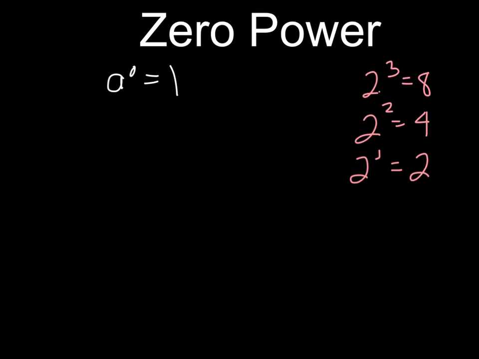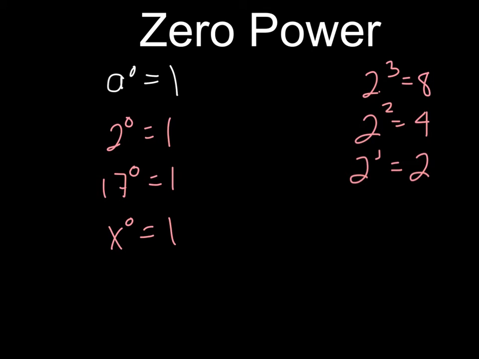The zero power, while actually the easiest property to probably remember, sometimes is confusing for students. A to the 0 is equal to 1. 2 to the 0 is equal to 1. 17 to the 0 is equal to 1. X to the 0 is equal to 1. Anything to the 0 power is equal to 1.